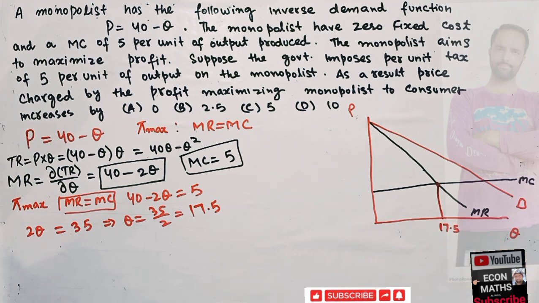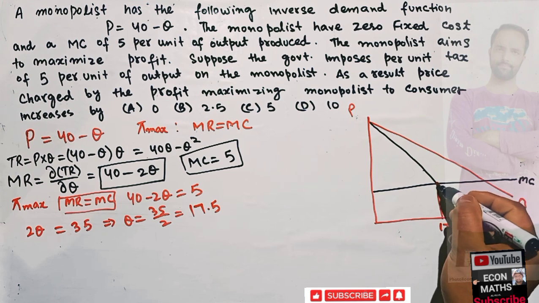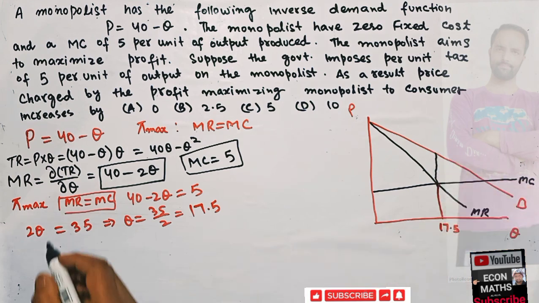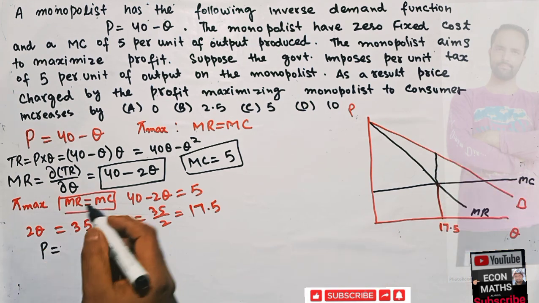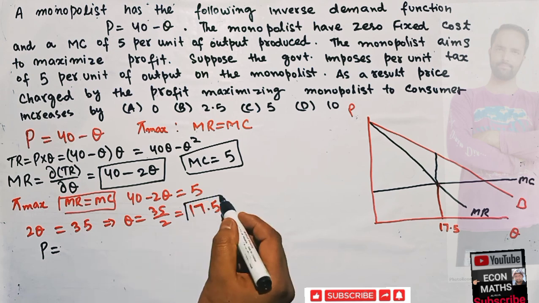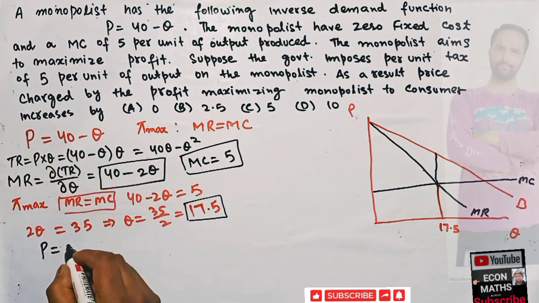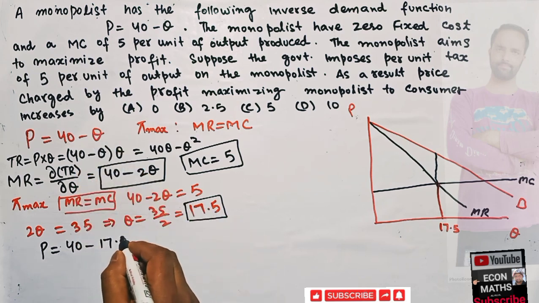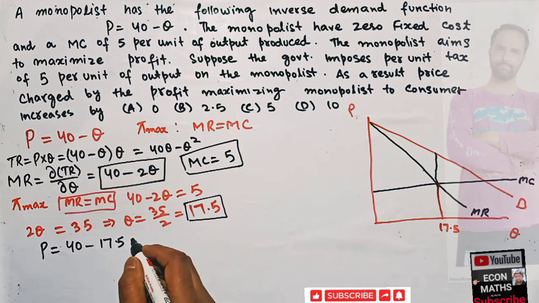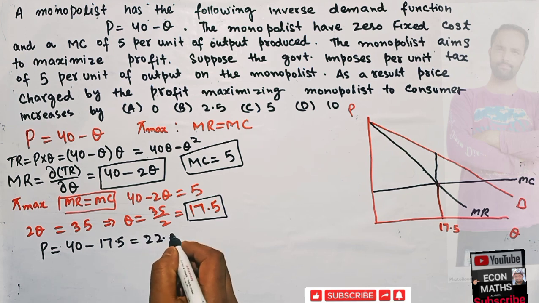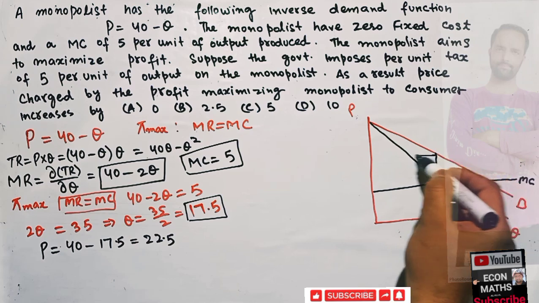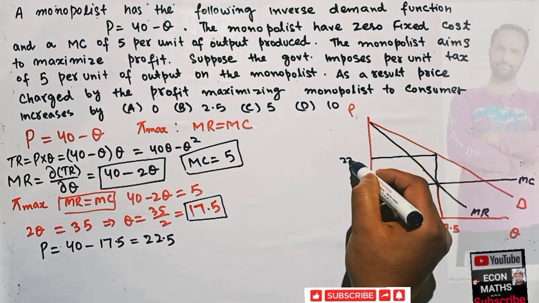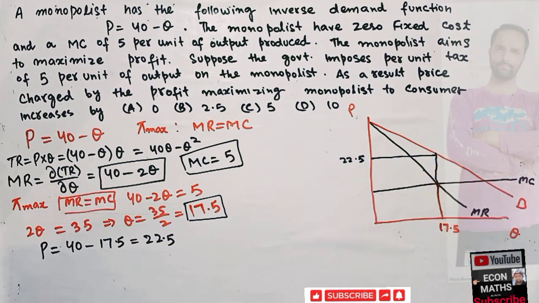And what is the price corresponding to this point? So what will be the price? The price will be equal to, just plug the value of Q in the price function. So we have 40 minus, in place of Q we have 17.5, which comes out to be 22.5. Okay, so we have a price of 22.5 when there is no per unit tax imposed.